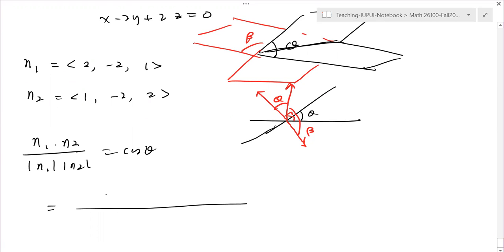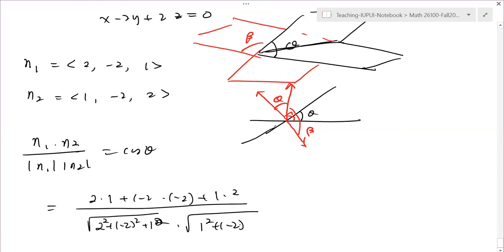So first of all, let's look at the inner product. The inner product is going to be 2 times 1 plus -2 times -2, plus 1 times 2. Okay, then the length of N1 will be the square root of 2 squared plus -2 squared plus 1 squared. And here it's 1 squared plus -2 squared plus 2 squared.